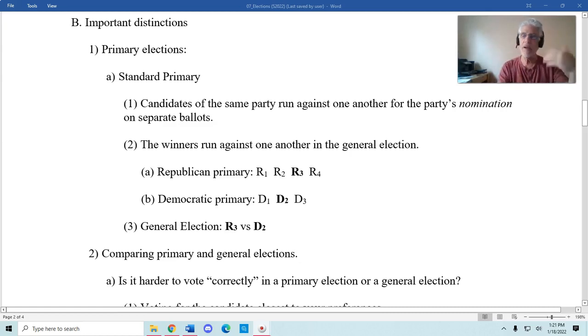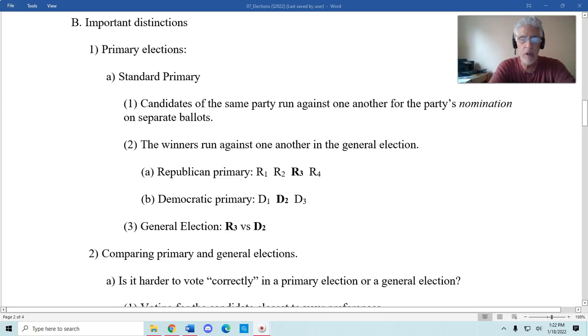So first I'm going to talk about a standard primary. Now I didn't used to call it a standard primary, I just called it a primary, but California recently changed our rules, and so we now have what's called a jungle primary. So when I talk about a standard primary, I'm distinguishing it from jungle primaries. As of 2022, only 3 states do jungle primaries, and so I'm going to focus mostly on what I'm calling standard primaries.